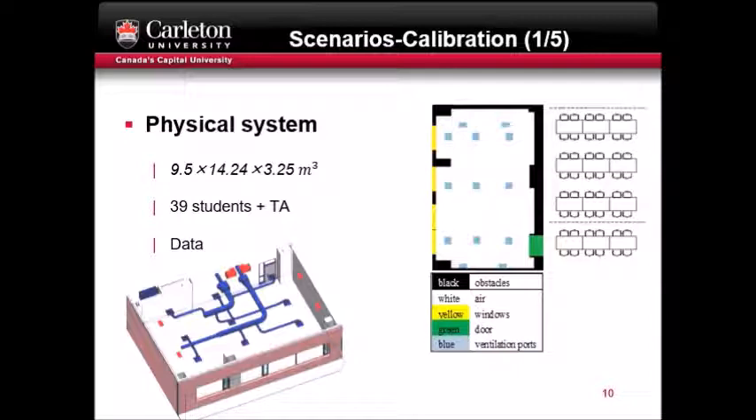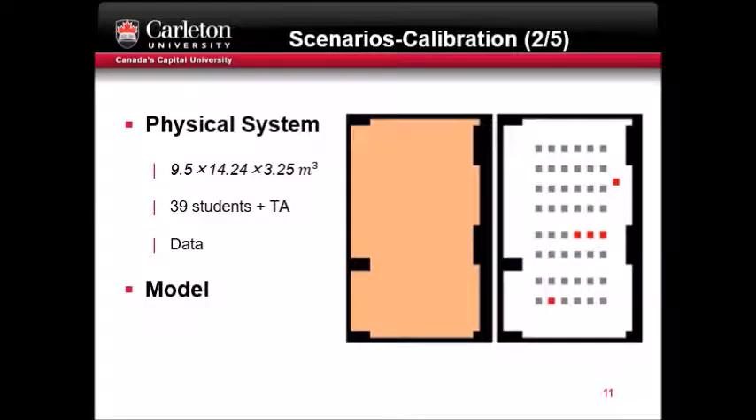And we know that the lab period that we represent in the model lasted for 2 hours. We had 39 students and 1 TA. Students arrived and left at different times. Now this is the translation of the physical space into a Cell-DEVS model.